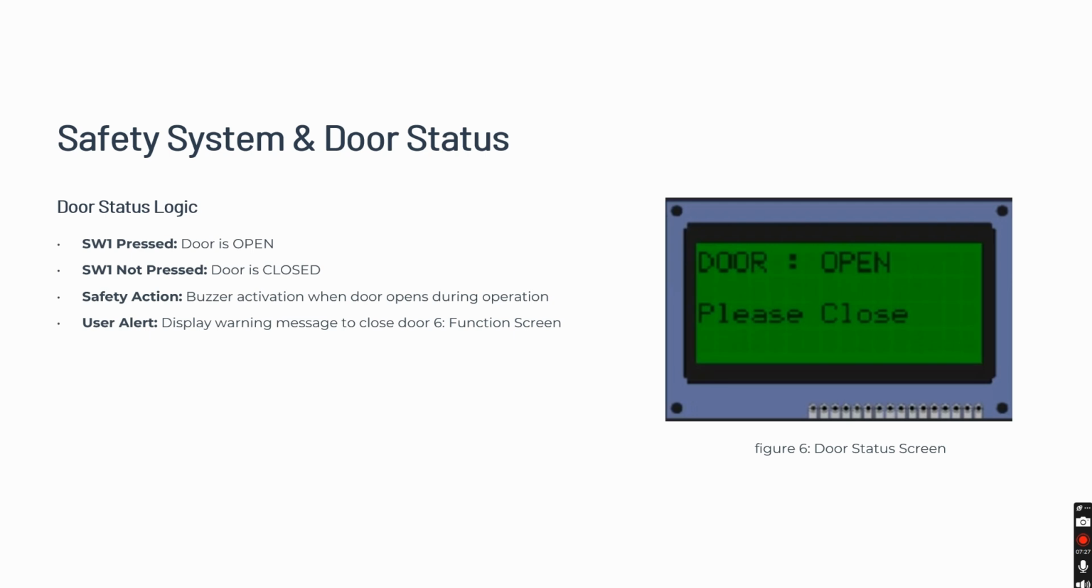And then we have system safety and door status, as we discussed earlier. If we press switch 1, the door will be opened, and when we release the switch, the door will be closed again automatically. The safety action works as follows: the buzzer activates when the door opens during operation, and when the door is closed again, the buzzer will be turned off automatically.